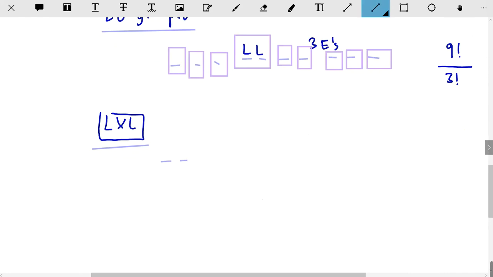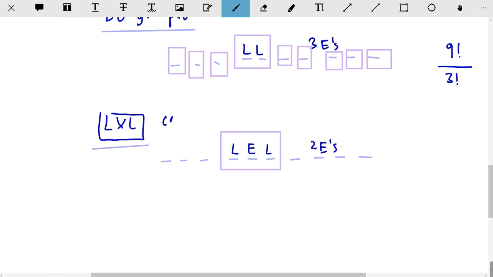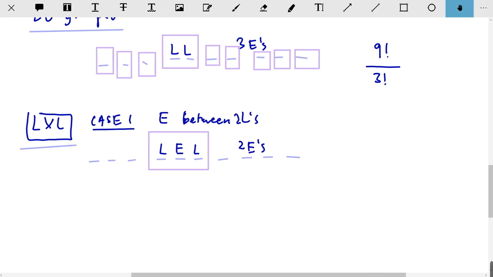So what I'm saying is, like, 1, 2, 3, 4, 5, 6, 7, 8, 9, 10. You have got E as such. So let's say this is L and L. If E is here, then you have got two E's outside, right? Okay, so case one is when E is between the two L's. So this is case number one.